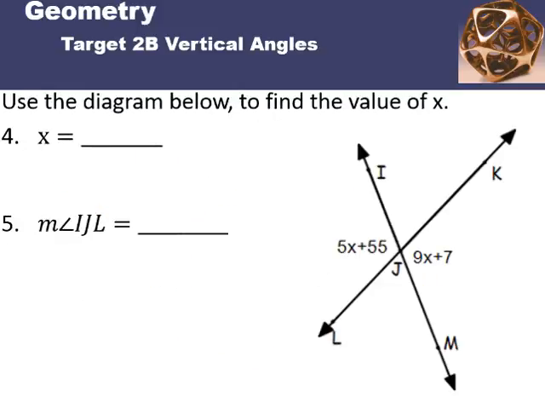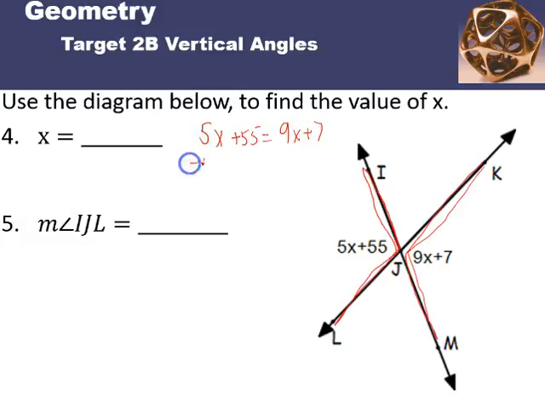Okay, now we have this problem. This is the same type of problem, sort of. This time we have to do a little bit of algebra since we have some x's in here, right? So again, I'm going to look at this angle IJL right here. And again, that's one of the angles I'm going to have to find eventually. And this angle KJM. And I notice that these two angles are vertical angles. And so I know that vertical angles are equal to each other. So that's how I'm going to solve it. I'm going to say 5x plus 55 has to equal 9x plus 7.